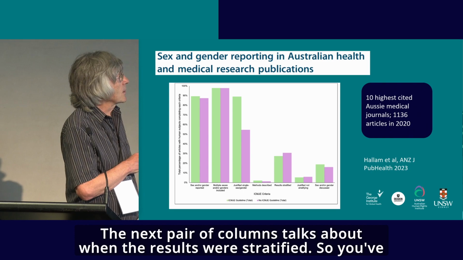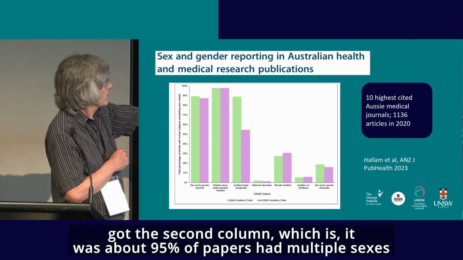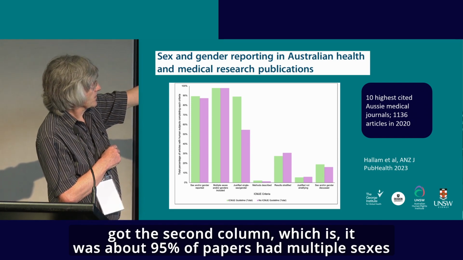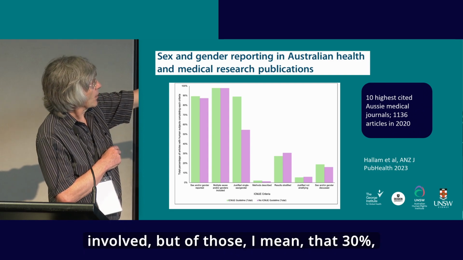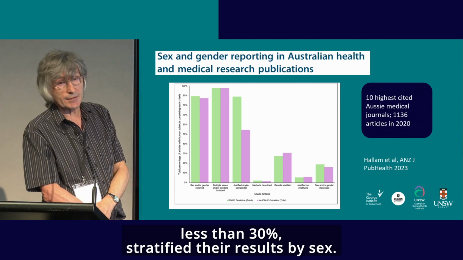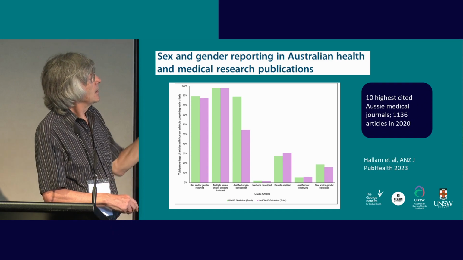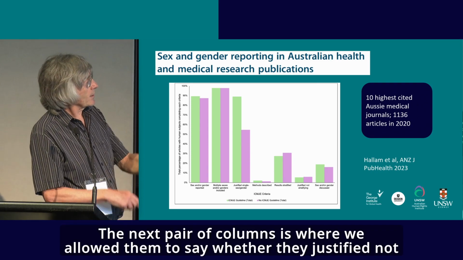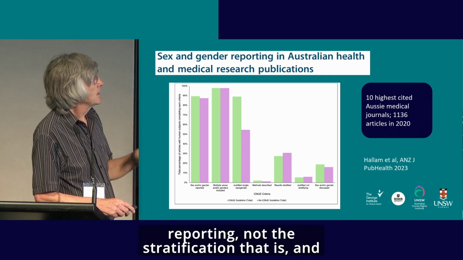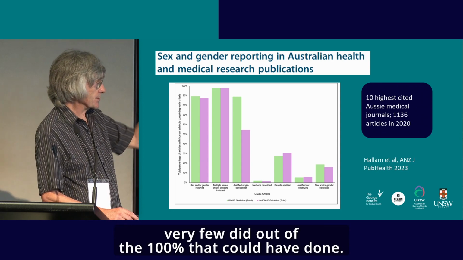The next pair of columns talks about when the results were stratified. So you've got the second column, which is, it was about 95% of papers had multiple sexes involved, but of those, less than 30% stratified their results by sex. So although they had both sexes, they didn't report them separately. The next pair of columns is where we allow them to say whether they justified not reporting the stratification, and very few did out of the 100% that could have done.